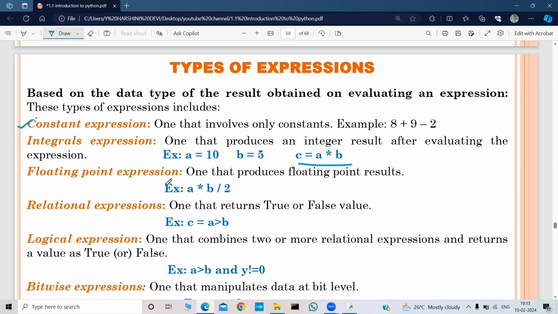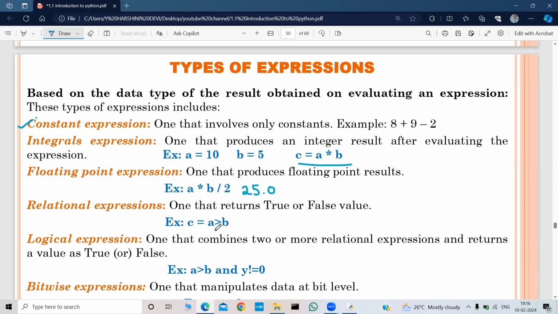And then the floating point expression. If the output is a floating point value, then that is a floating point expression. If you do 10 into 5 by 2, 50 by 2, that was 25.0. So this is just a division, not a float division, right? And next, relational expression, one that returns true or false.